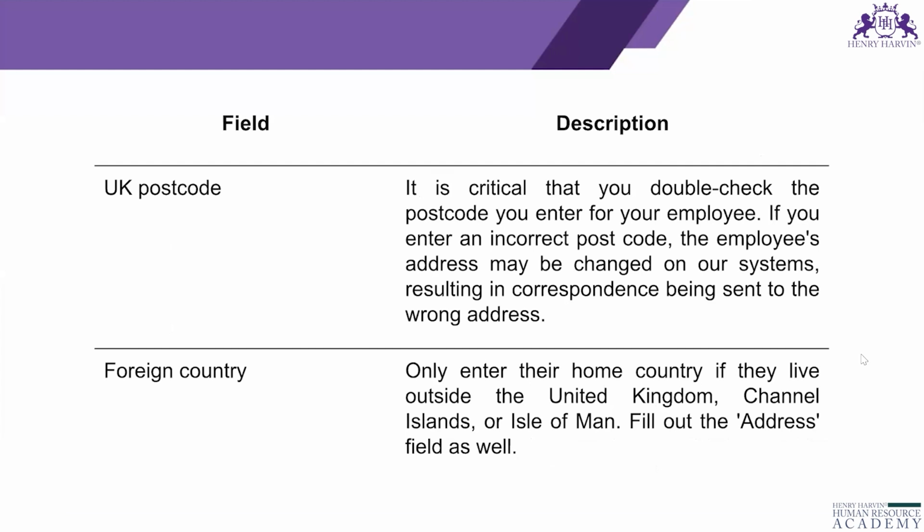UK postcode: it is critical that you double check the postcode you enter for your employee. If you enter an incorrect postcode, the employee's address may be changed on our systems, resulting in correspondence being sent to the wrong address. What could the correspondence be? One example I can give you is a tax code change. If there is a tax code change, HMRC will let the employee know that their tax code is changing, and they will send a notification to the employer as well. Similarly, there could be other notifications, which they will send to the employee.